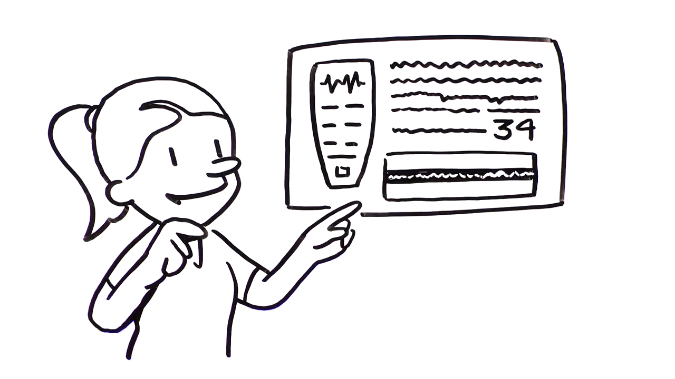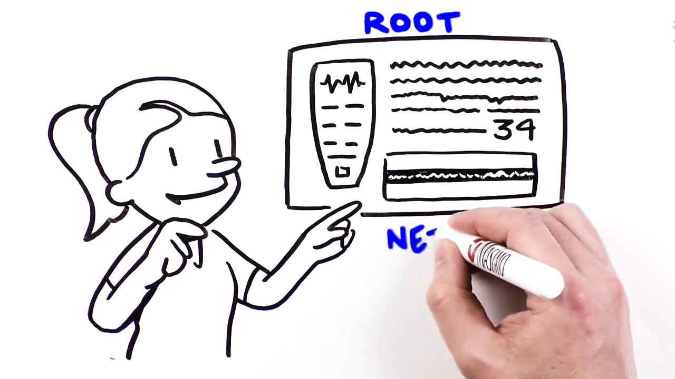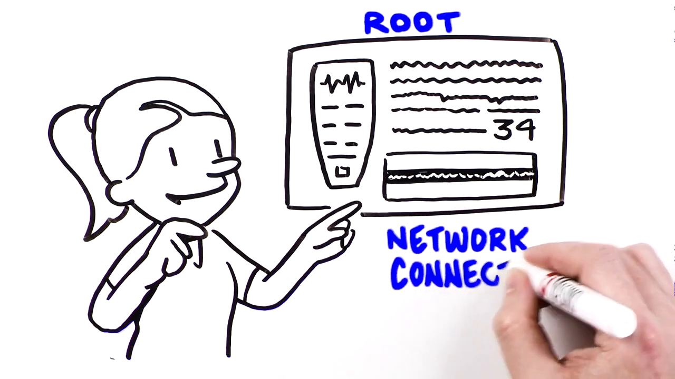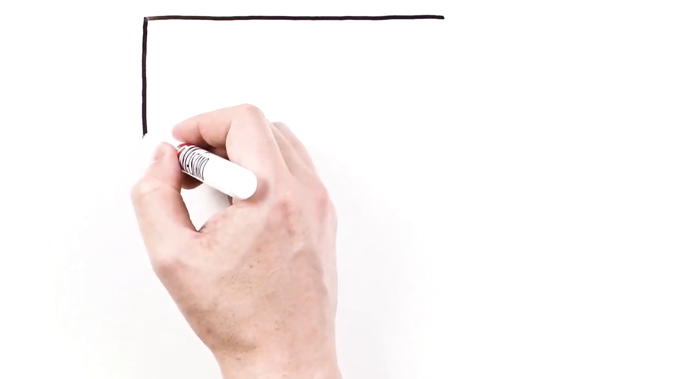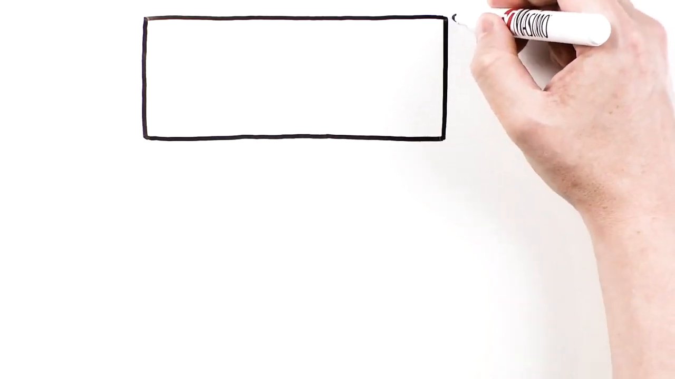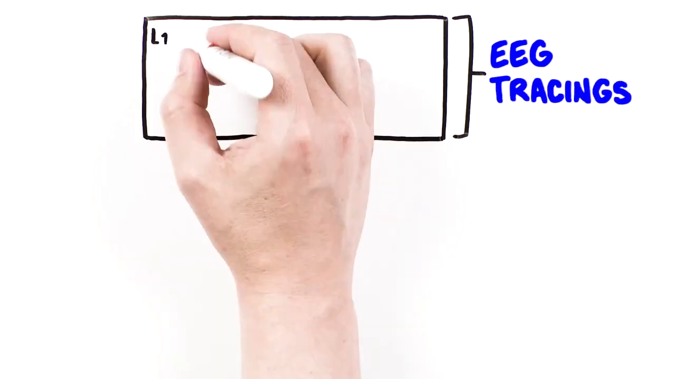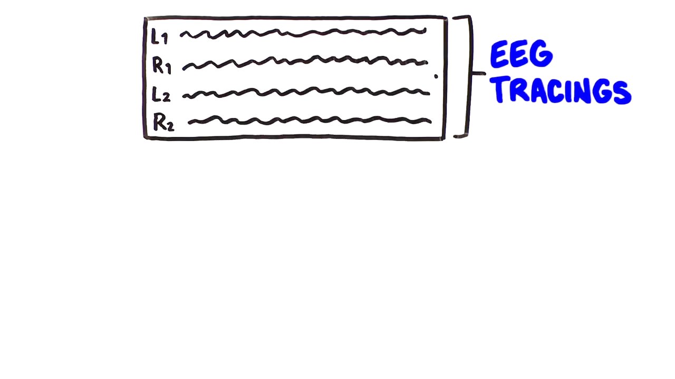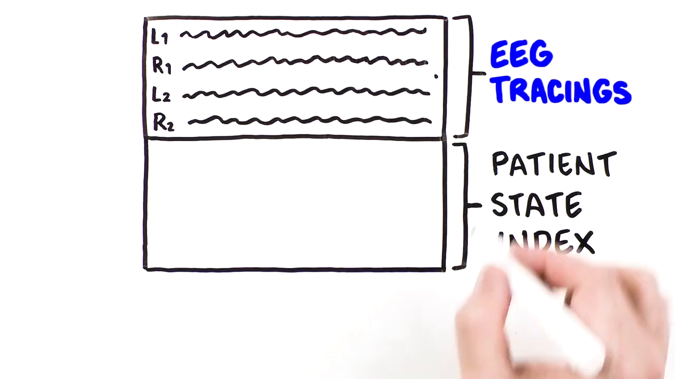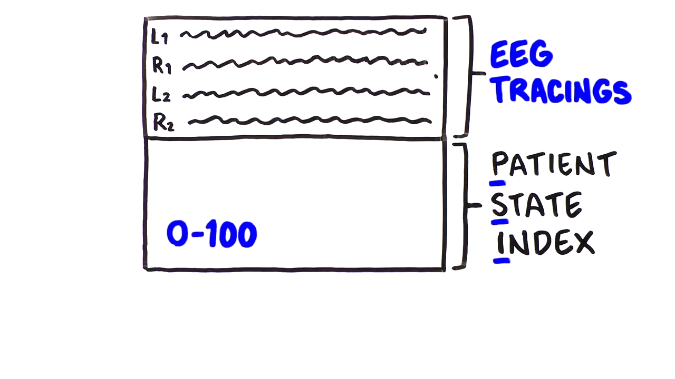care decisions. SedLine brain monitoring data is displayed en route, which combines a high-resolution screen with built-in network connectivity and third-party device integration. The SedLine data displayed en route is divided into 3 sections. First, at the top of the screen, you'll find EEG tracings that represent the EEG activity on both sides of the brain simultaneously.